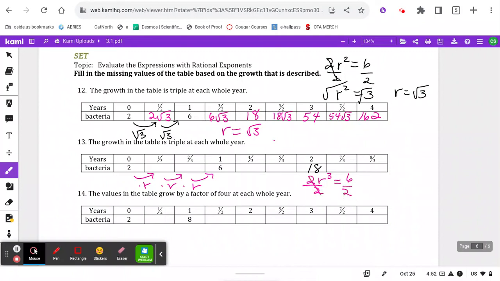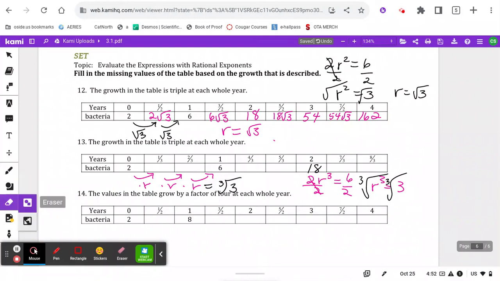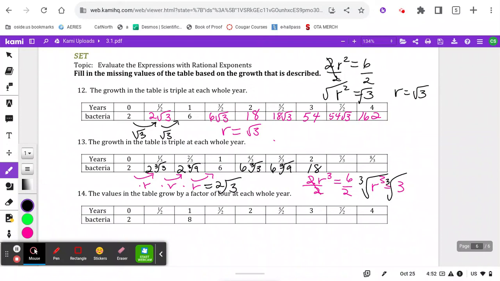So this time when I divide, I get that r cubed is equal to 3. And when I square root that, I don't square root it. How do I undo r cubed? I cube root it. So this time my r, when there's 3 jumps, is cube root of 3. So here I go multiplying. 2 cube root of 3, 2 cube root of 9, 6 cube root of 3, 6 cube root of 9, 18 cube root of 3, 18 cube root of 9.